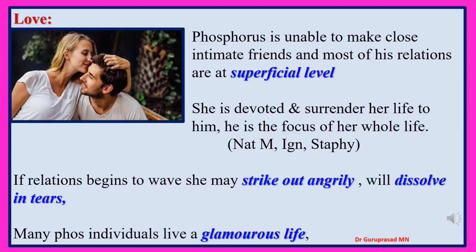If a relation begins to wane, she may strike out angrily in a desperate attempt to keep him, or else she will dissolve in tears. And if at all she has got emotionally disturbed in her relationship, she'll have difficulty in eating, she'll have difficulty in drinking. And most of the Phosphorus individuals have a glamorous life. She will wear colorful dresses to attract her partner. Most of the time, she'll be seductive. So that is the typical Phosphorus in love relationship.